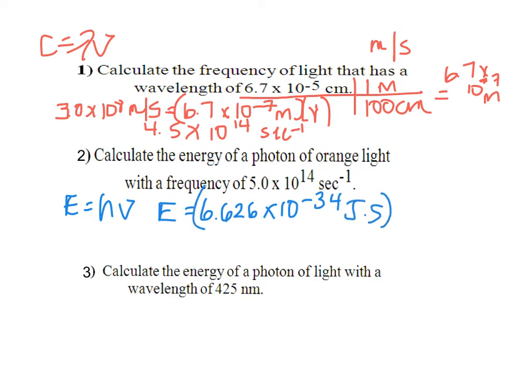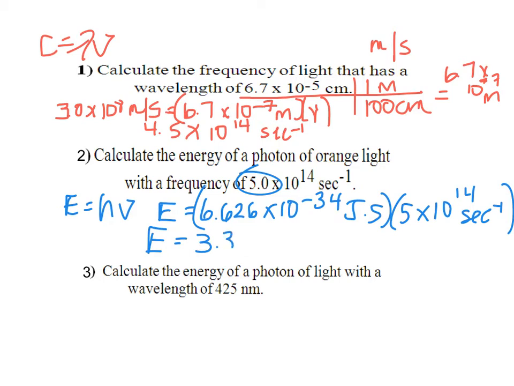So when we multiply by per seconds of frequency, 5 times 10 to the 14th, you can see how seconds will cancel, and we'll end up with an answer in joules. I'm going to go with 2 sig figs here. Did I do sig figs right in the last one? Yes, I did. 2 sig figs here. We'll go with the frequency given of 3.3 times 10 to the negative 19th joules.